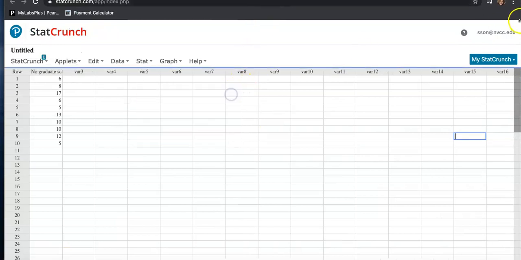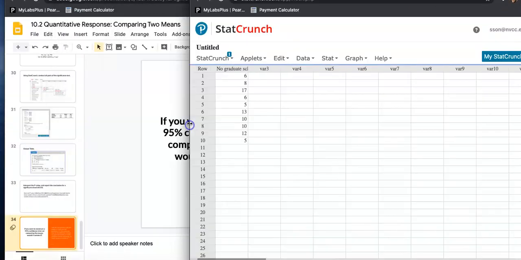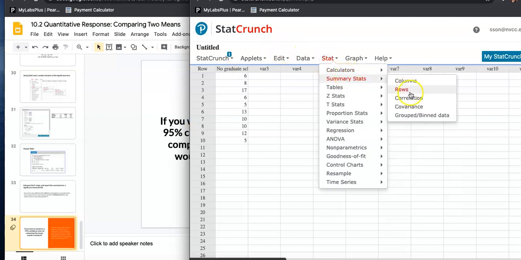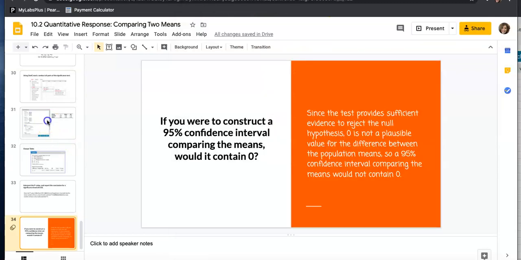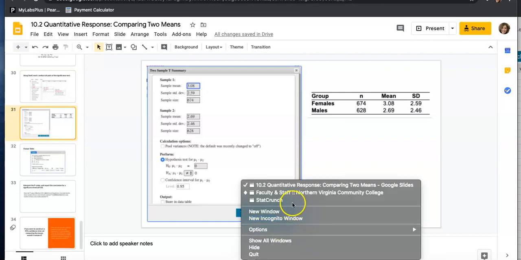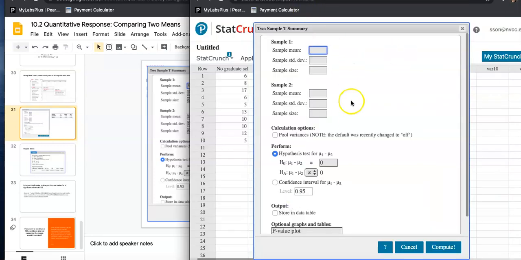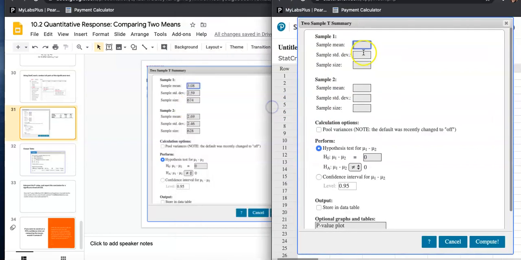All right, I'm back to my StatCrunch. And this was Stat, Summary Stats, T Stats, 2 sample with summary. Let me go ahead and enter these numbers in. Hold on. What were the numbers? The numbers were 3.08, 2.59, sample size 674, and 2.69, 2.46, and 628. With such a small p-value, I am pretty sure the confidence interval will be completely above 0. But who knows? Let's take a look.